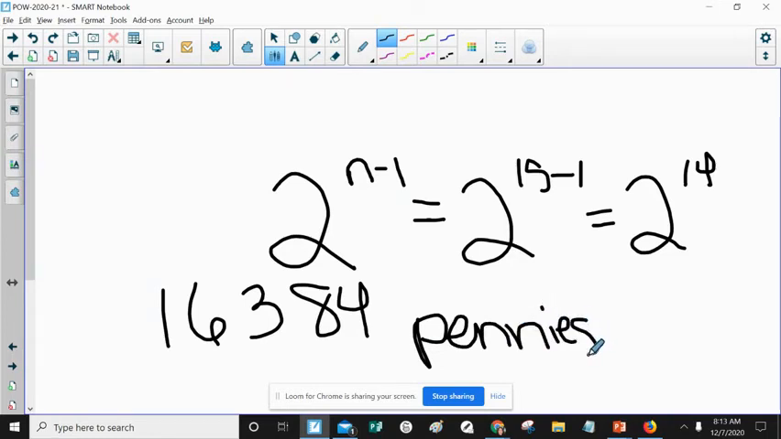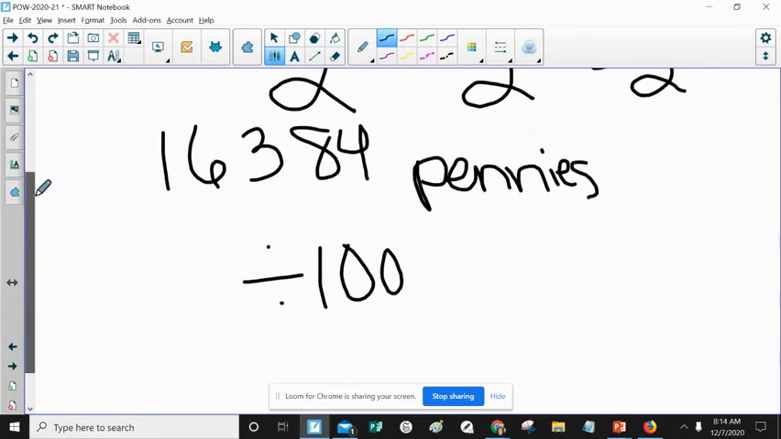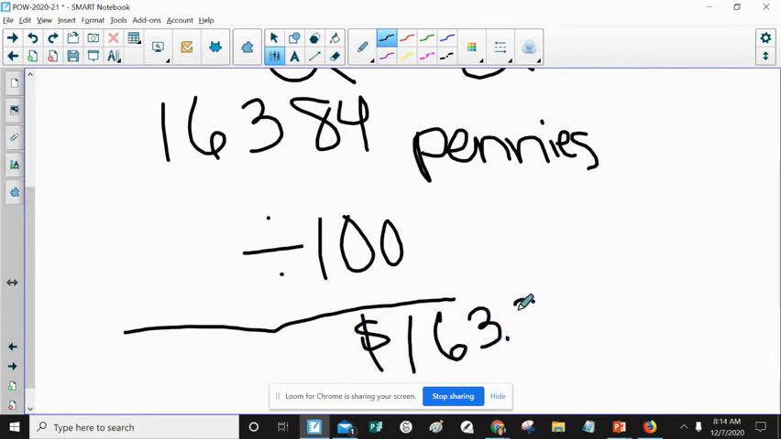We have to convert this to dollars and cents. And to do that, we need to divide this amount of money by 100, because there are 100 pennies in $1. And when you do that, you're going to end up with $163.84 on day 15.